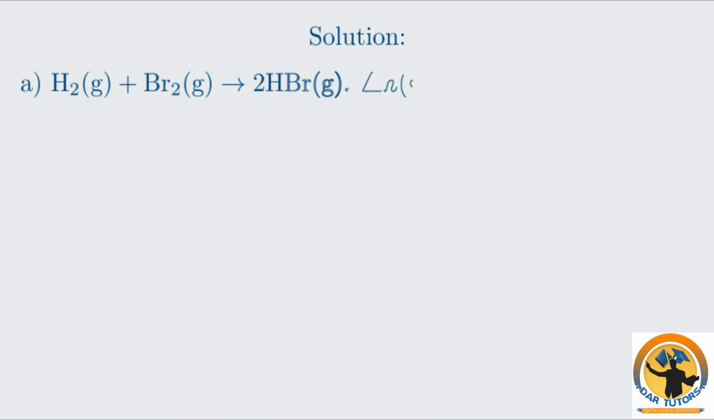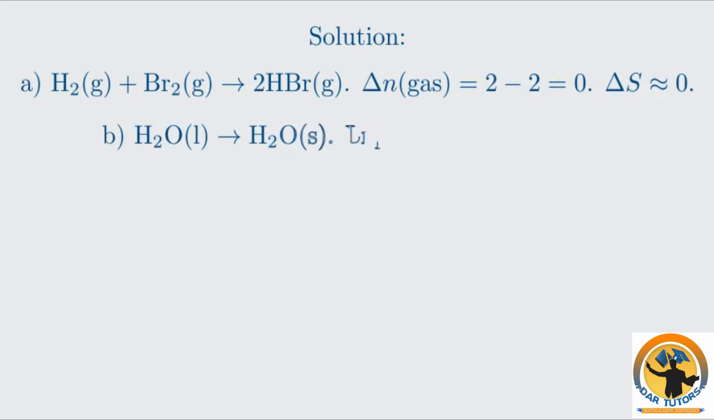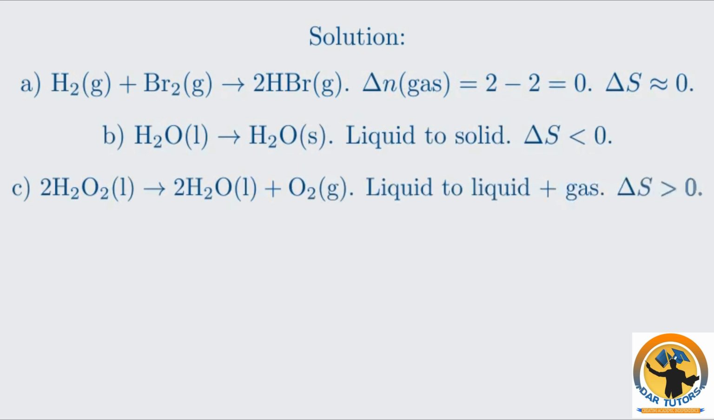Let's review the answers. For part A, 2 moles of gas produce 2 moles of gas. The change in the number of gaseous moles is 0. Therefore, the entropy change will be very small, close to 0. For part B, a liquid transforms into a solid, a more ordered state. Entropy decreases, so ΔS is negative. For part C, a liquid produces a liquid and a gas. The formation of 1 mole of gas from no gas means a large increase in entropy, so ΔS is positive.